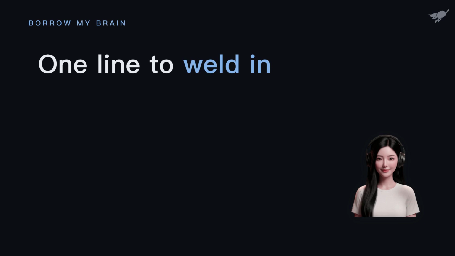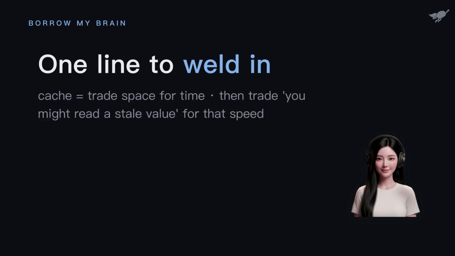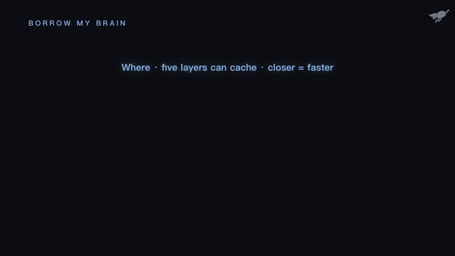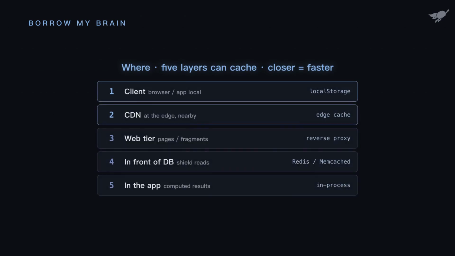First, let's weld one sentence about caching into place. A cache trades space for time. Go one level deeper. It's trading: you might read a stale value for that speed. So when you use a cache, from start to finish, you only ask 3 questions. 1. Where to cache? Client, CDN, web tier, in front of the database, or inside the app. 5 places it can live.